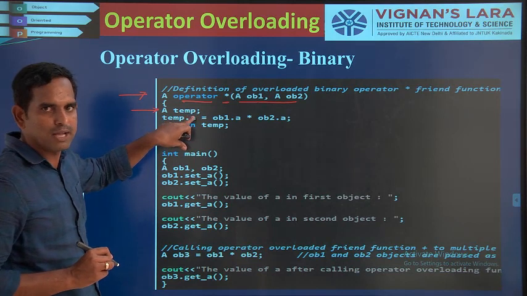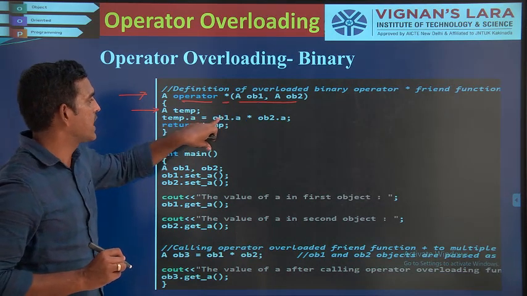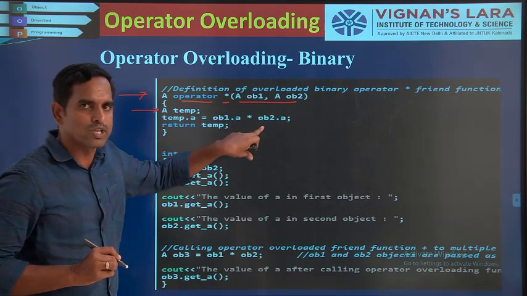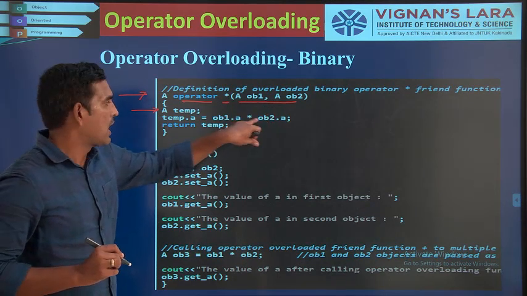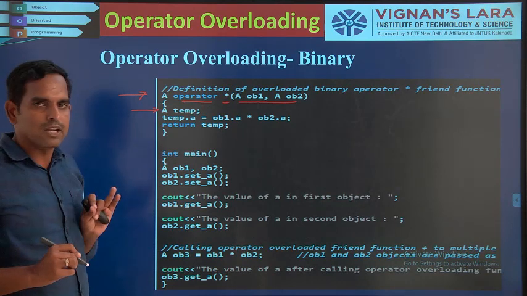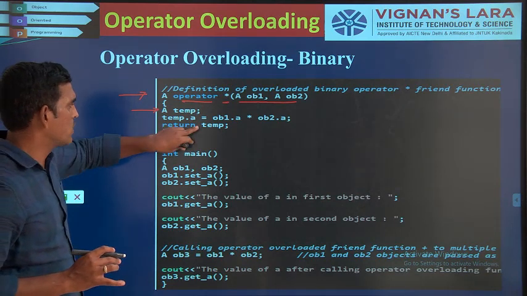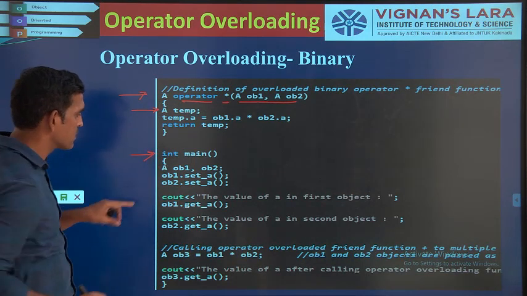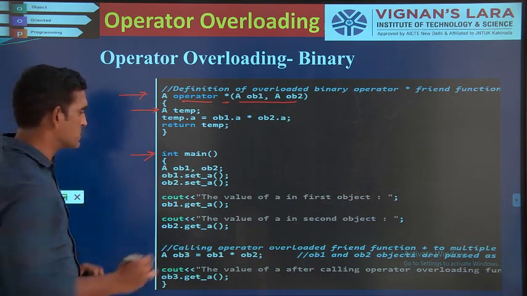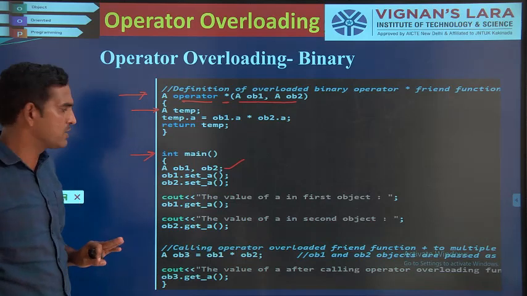That object also will have its own a. Object 1 has its own a, and object 2 has its own a. So we'll multiply object 1's a and object 2's a, and we'll store the result in this particular value. This is how we'll return the temporary object. How this will work, you will see in main. First I have created two objects, object 1 and object 2.